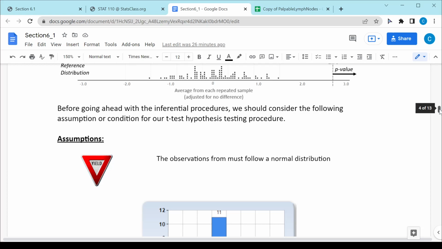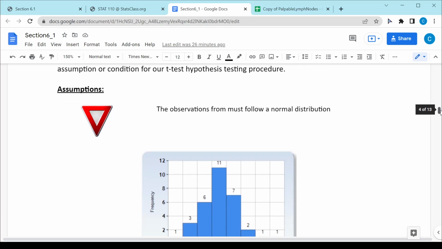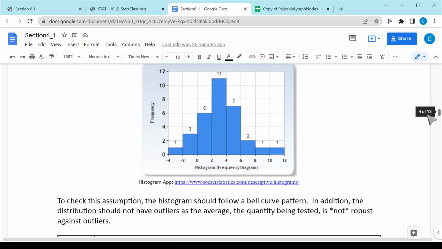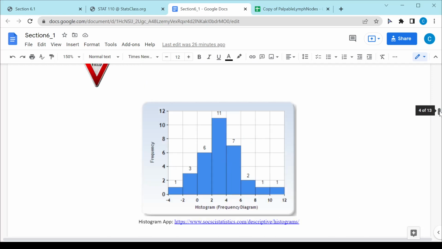Okay, before going ahead with the test and the analysis in my spreadsheet, we do want to just mention one of the conditions for this test, or sometimes we call these assumptions. And that is that the distribution of my differences, so that's what I'm going to do my test on, the distribution of the differences, should be kind of bell-shaped or normal-shaped.